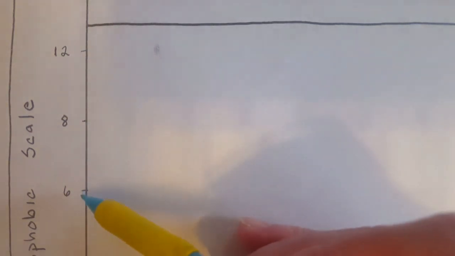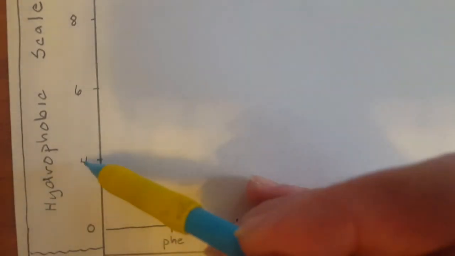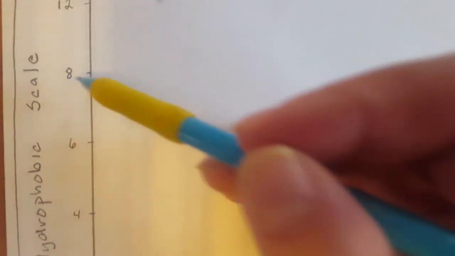So near the top, you're going to have 12. You're going to bisect it and put a 6. You're going to bisect it again and put a 4, and bisect it again and put an 8. And that's going to be your scaling factor. And then you're going to plot the information.